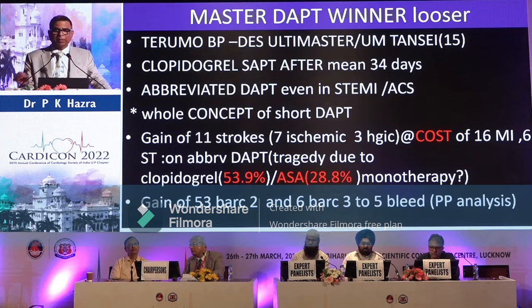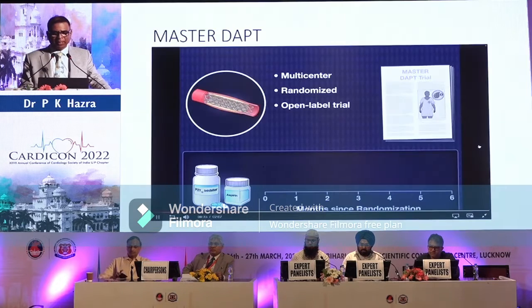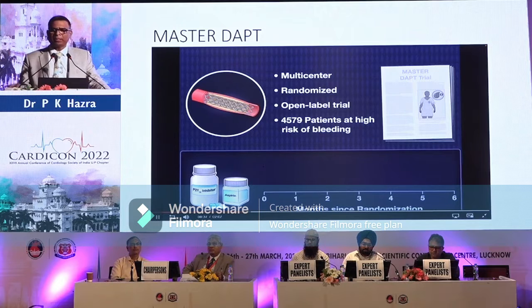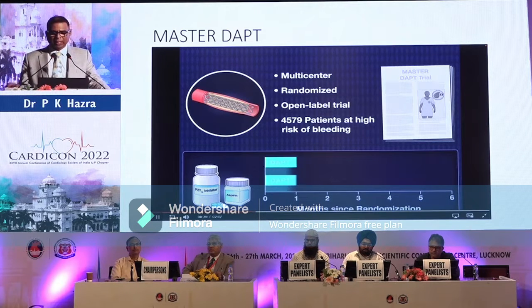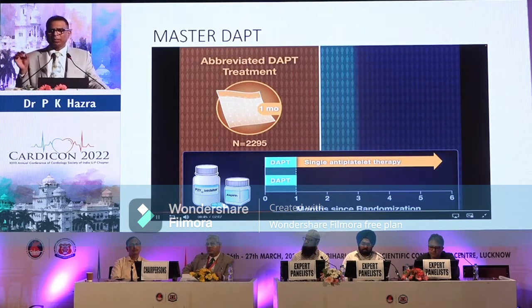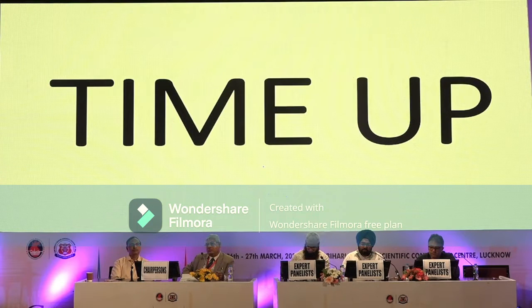The tragedy may be clopidogrel or ASA monotherapy, because Asians and Indians do not have that much responsiveness, and some people are clopidogrel resistant. So anyway, you gain 53 bleeding, and you know these trials are moving in a better design. The MASTER DAPT trial has told us that if you select your patient correctly and give your medicine correctly, you can prevent death, MI and stroke as a composite even after shortening your course of antiplatelet.